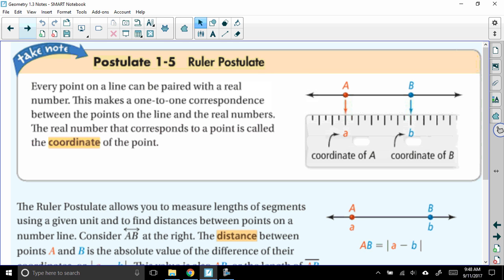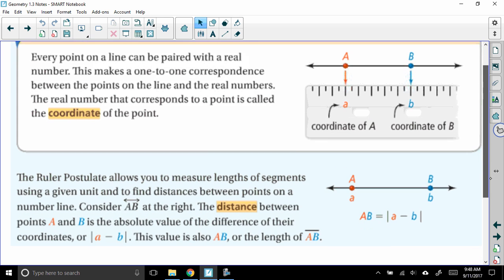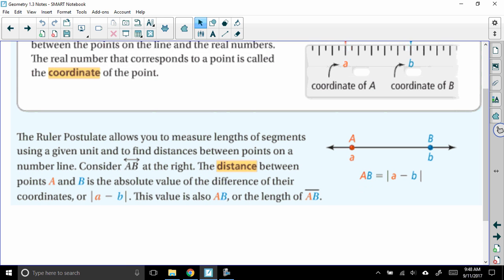So the ruler postulate allows you and me to measure the lengths of segments using a given unit to find distances between points on a number line. So they're saying consider line AB at the right. Notice that notation means we're talking about line AB. The distance between the two points A and B is the absolute value of the difference of their coordinates. Now that's a complicated way of writing it, but it's a fail-safe way of writing it.